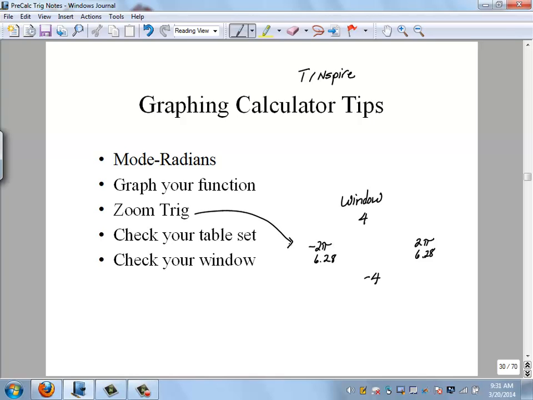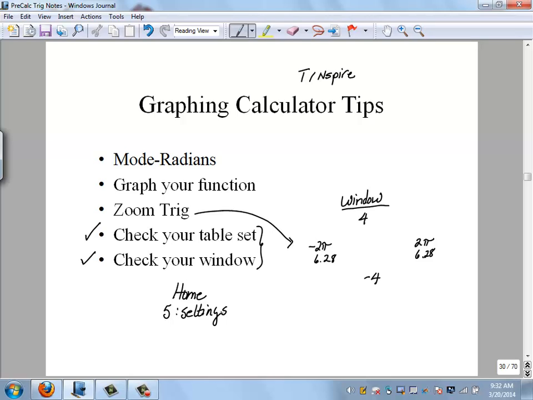Okay? Now, not all our graphs are going to need that, but just so you know, the zoom trig does help, and we'll be practicing that in class. We're going to be checking your table set, and checking your window every single time. Unfortunately, the table set does not go with the window, so you're going to have to play with your table set to get the points that you need. Okay, so let's write down some calculator keystrokes. So you have to go to your home screen and put 5 in for settings to make sure that it's in radians. All right.